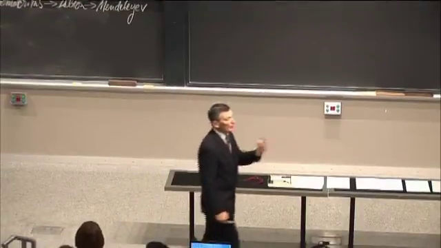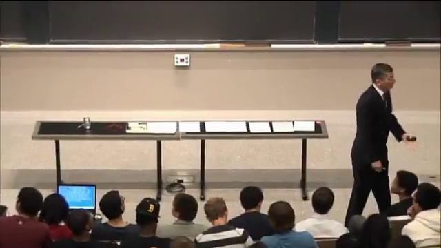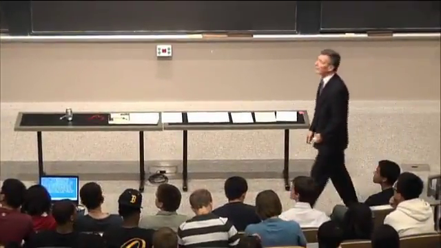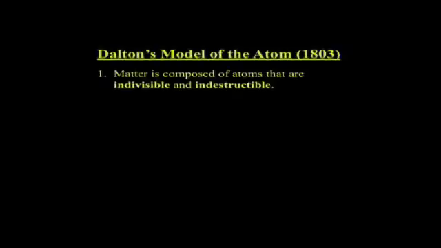But before doing so, I want to draw attention to the fact that John Dalton did more than simply develop a set of fonts for us. He proposed a model of the atom, and this goes back just a little over 200 years ago. These are the features of the model. First of all, matter is composed of atoms that are indivisible and indestructible. That goes all the way back to Democritus, nothing new there.